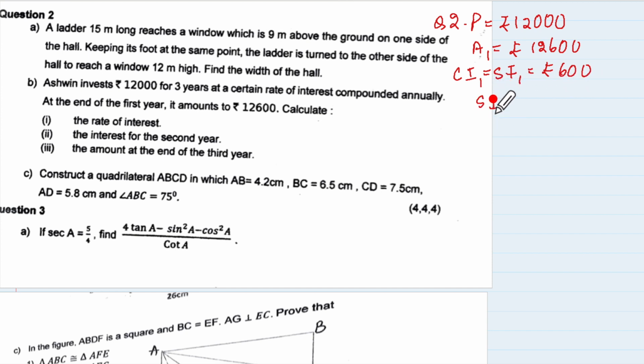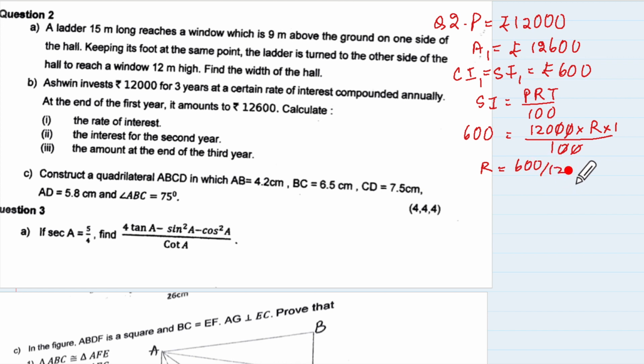I can use the SI formula for this, which is PRT upon 100. So I will get 600 equal to P, which is 12,000, into rate, which we do not know, but the time was 1 year because after 1 year we got the amount, right? So we have R equal to 600 upon 120, which is going to give us 5% per annum. Did they ask you rate of interest? Yes. So that is our answer 1.